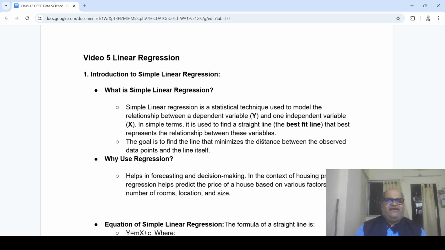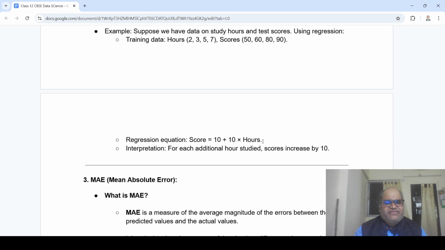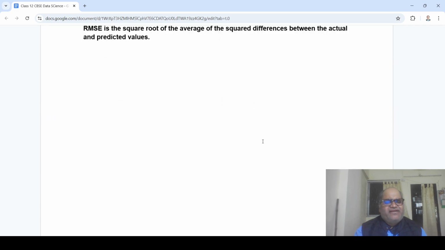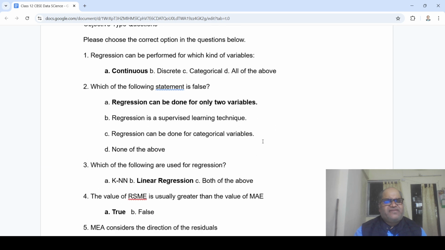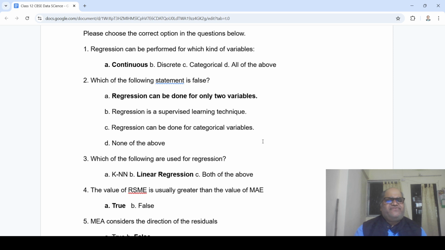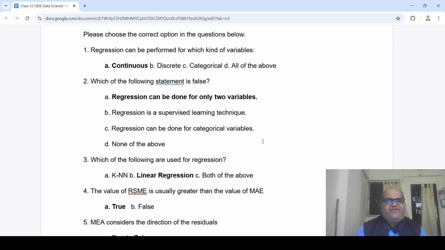You'll see it later. So it is very important to keep in mind that simple linear regression requires the variable to be predicted to be continuous, not discrete or categorical. Okay, which of the following statements is false? Regression can be done only for two variables. So we have just seen only simple linear regression, where we are talking about one independent and one dependent variable. But there is a very simple extension of it.